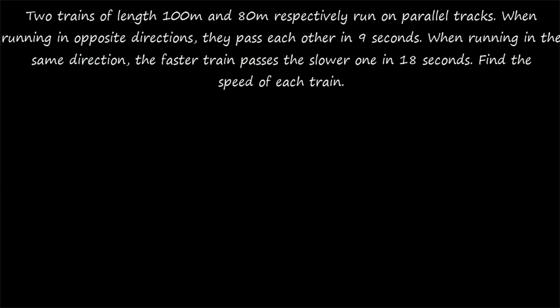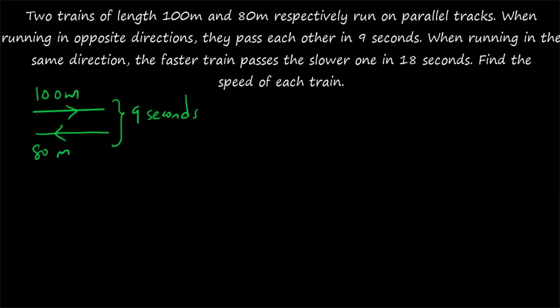So what's the given question? There are two trains of length 100 meter and 80 meter and they are running on parallel tracks. In one case they are moving in the opposite direction. So one train is moving like this and the second train is moving like this. The time taken for the trains to pass each other will be 9 seconds. In the first case, they are moving in the opposite directions. The lengths of the trains are given, 100 meter and 80 meter.